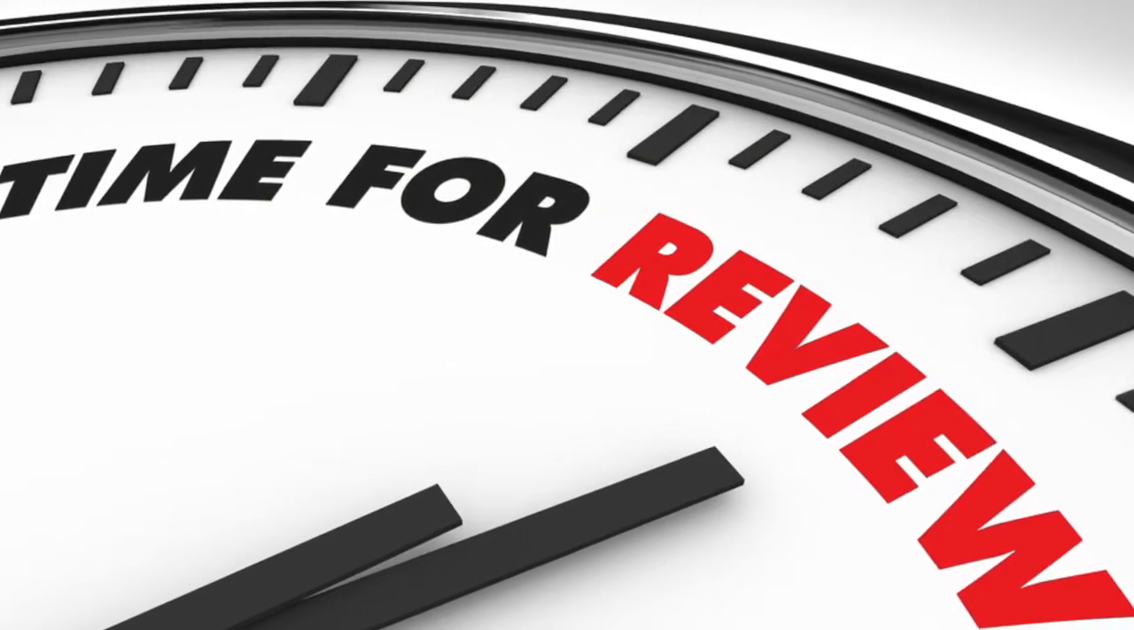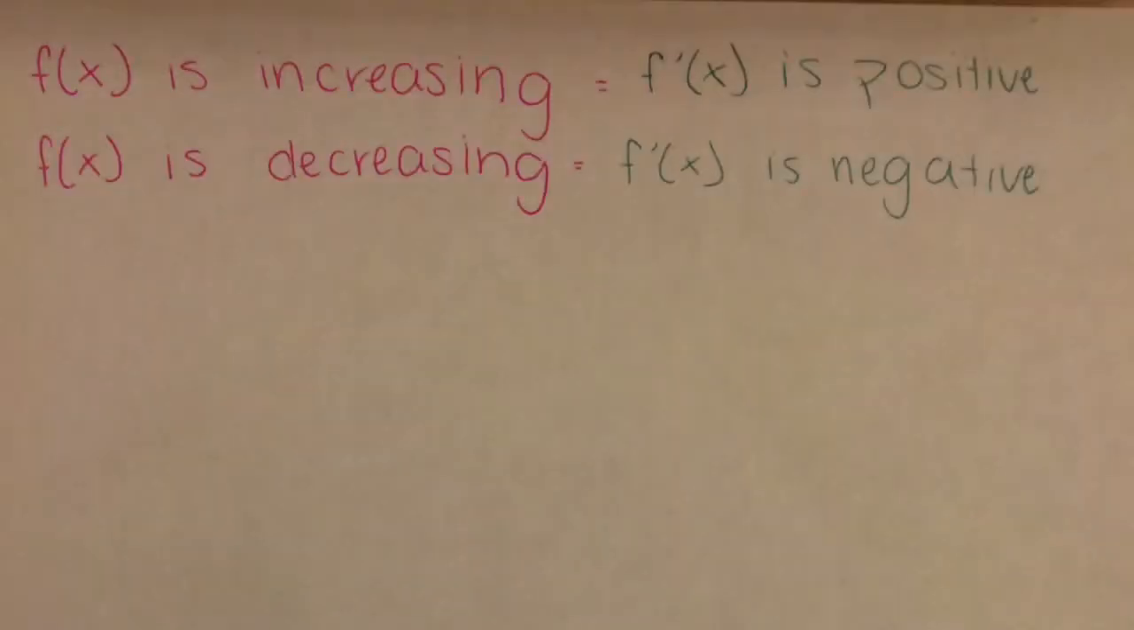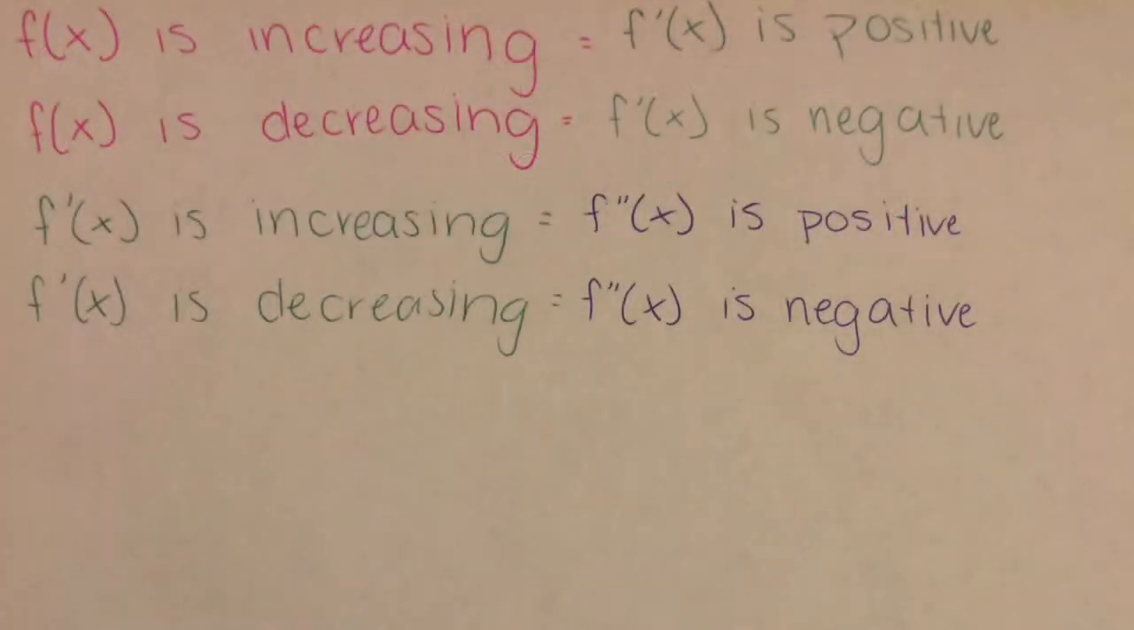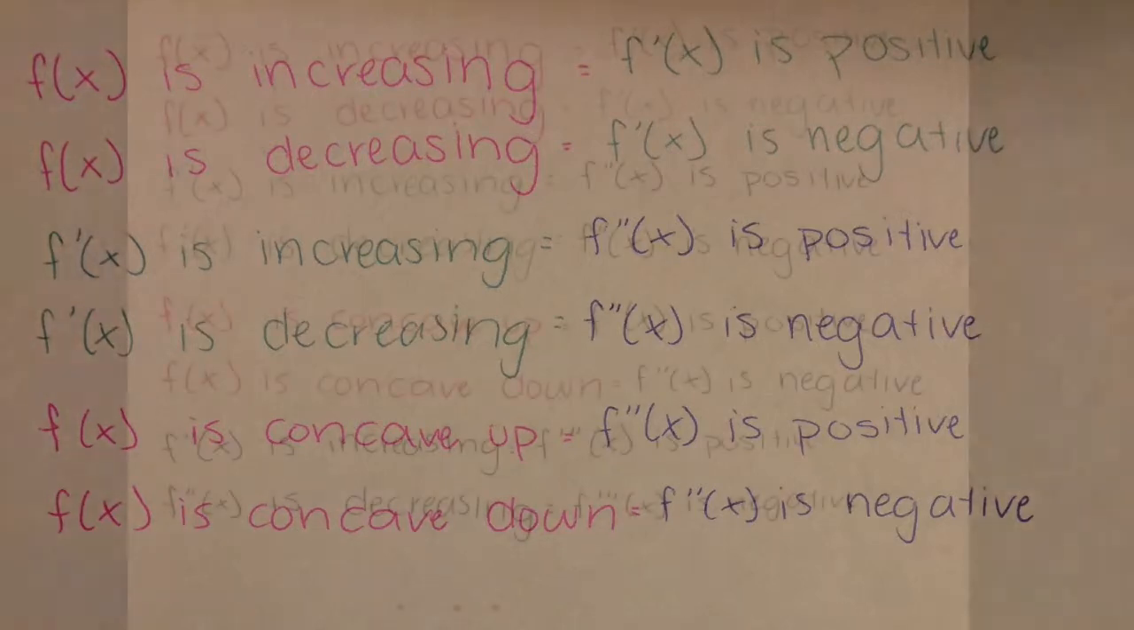Alright, let's review what we've learned about f of x, f prime of x, and f double prime of x. When f of x is increasing, f prime of x is positive. When f of x is decreasing, f prime of x is negative. When f prime of x is increasing, f double prime of x is positive. When f prime of x is decreasing, f double prime of x is negative. When f of x is concave up, f double prime of x is positive. When f of x is concave down, f double prime of x is negative.